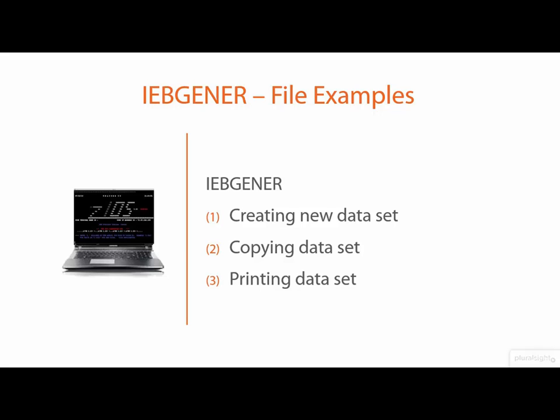We also are going to look at printing the data set. So in other words, we are going to substitute the output file with an output queue entry to demonstrate the flexibility that JCL provides in what the output destination can be for data.